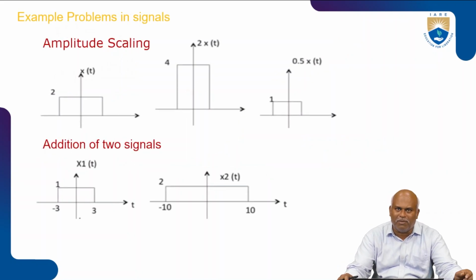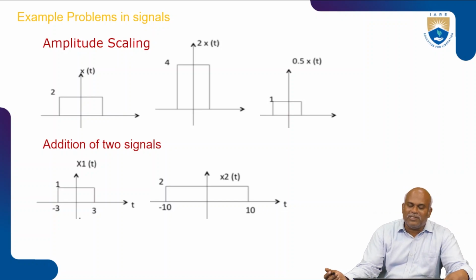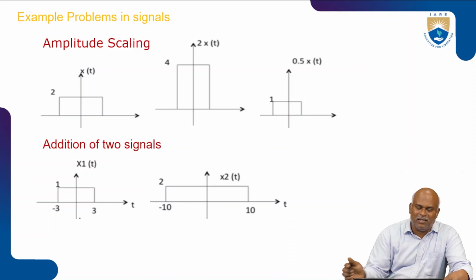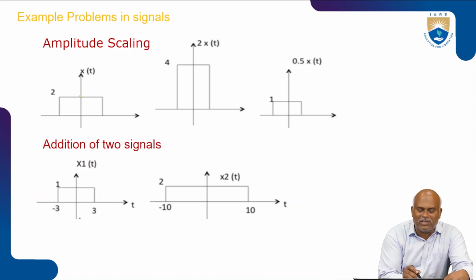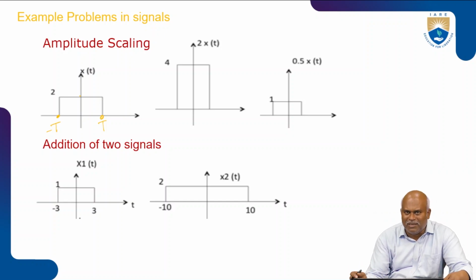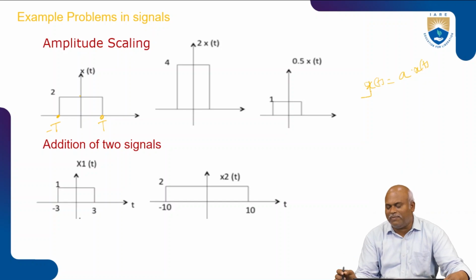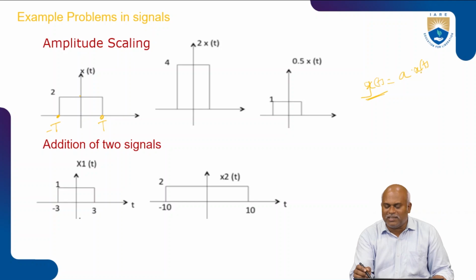Next case, some example problems in signals. Now we go for amplitude scaling. Amplitude scaling is represented as amplitude multiplication, that's it. Take x of t with amplitude value equal to 2 over a certain limit, from minus capital T to plus capital T. I need to increase the amplitude value of the signal, so I can multiply it with some constant. So I write y of t equal to some constant times x of t. Here we change x of t into y of t, where y of t is considered the output and x of t represents the input.